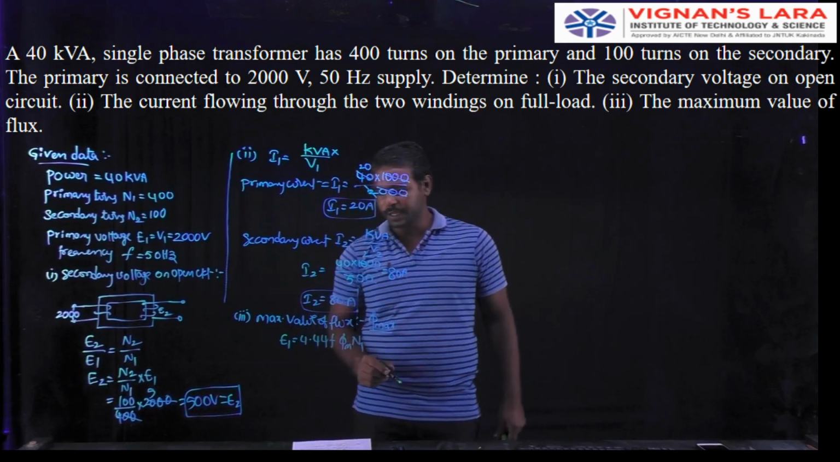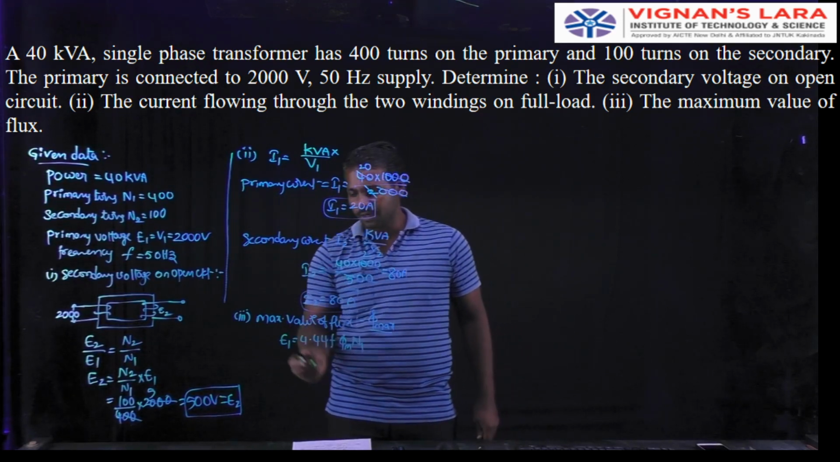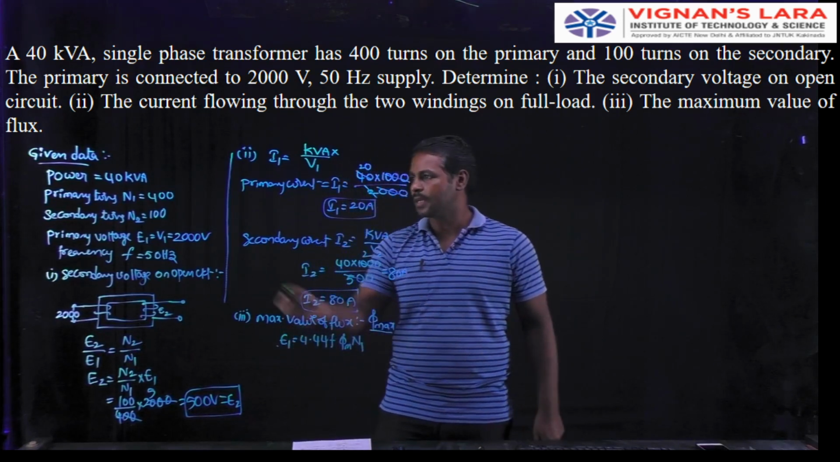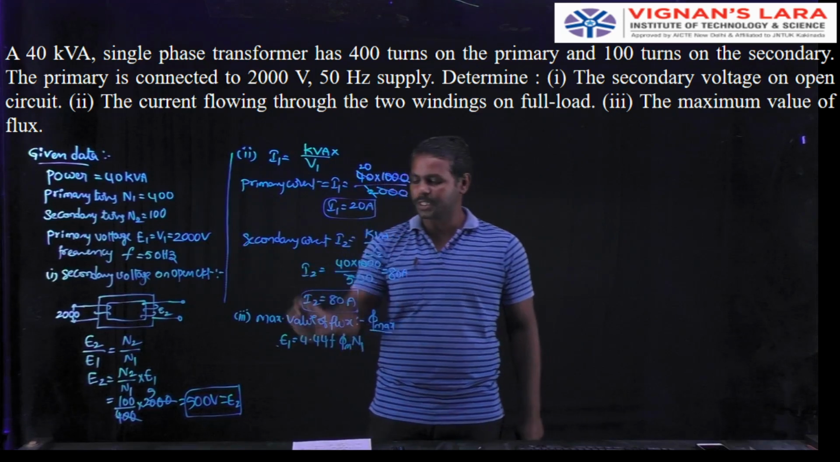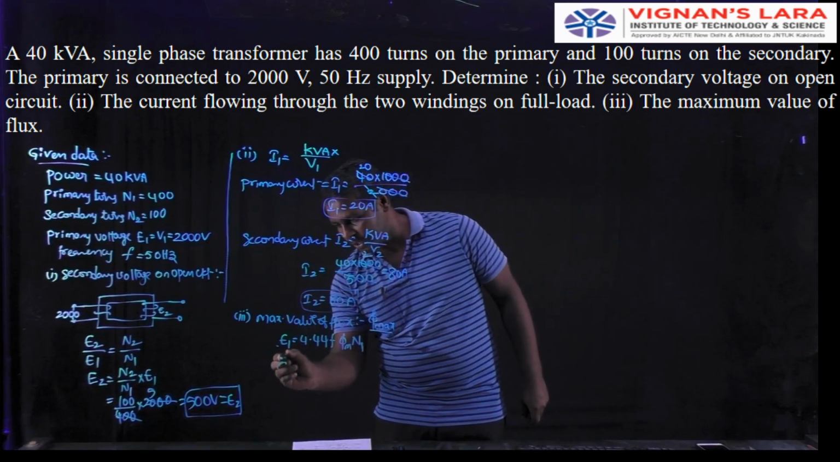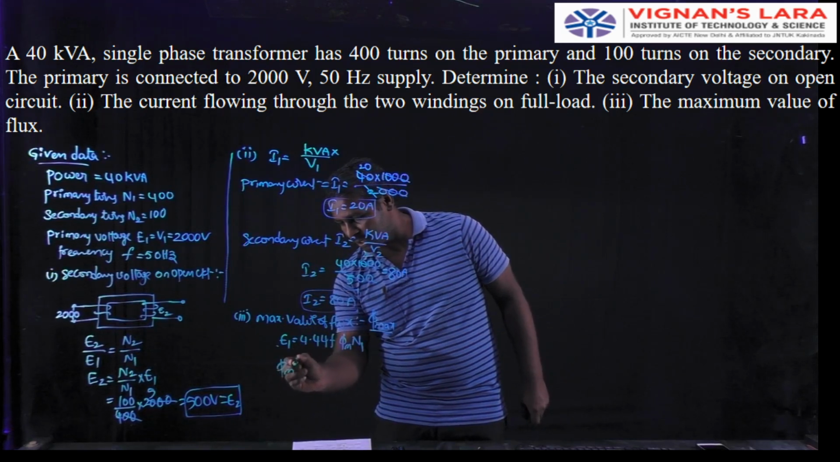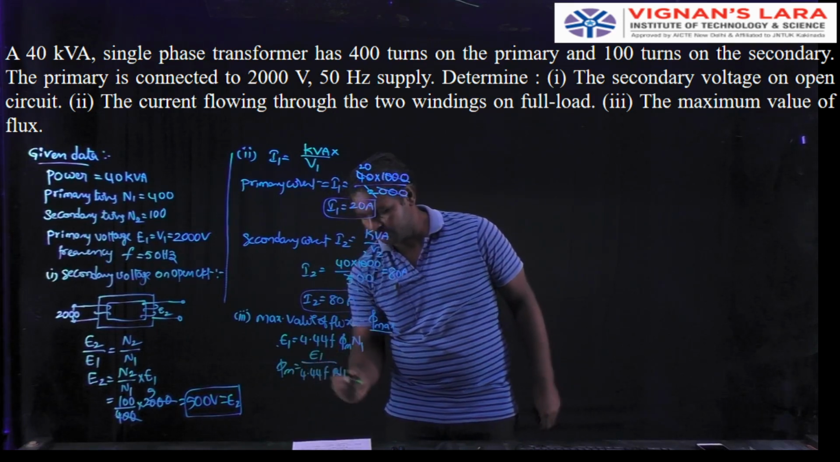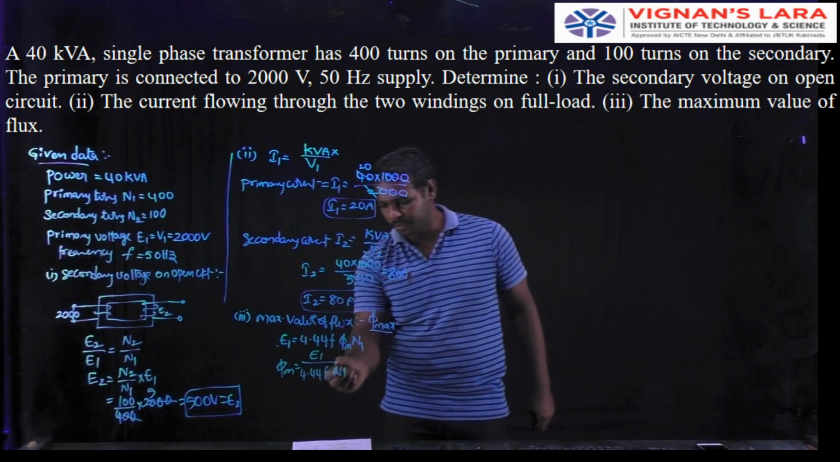In this equation, phi m is the unknown value, and the remaining values are known. Frequency is 50 Hz, N1 is equal to 400 turns. So we can substitute all the parameters and find phi m is equal to E1 divided by 4.44 F into N1.